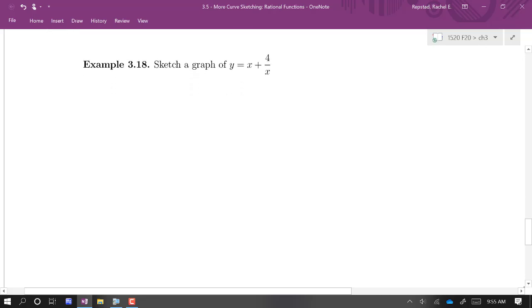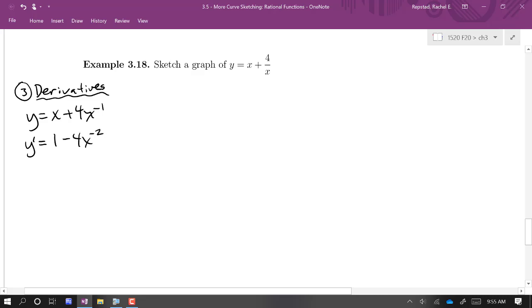All right, let's move on to the next thing, our derivative information. I'm going to rewrite the function to make it simpler to differentiate. So I'm going to write this as x plus 4 times x to the minus 1. Now it's just a simple power rule problem. No product or quotient rule, not even a chain rule is involved here. So y prime is 1 minus 4x to the minus 2. Now, if we're going to make a sign chart, we're actually going to do some algebra and rewrite it, put it back in the form of a fraction. I'm going to do that up here. So this would be 1 minus 4 over x squared.